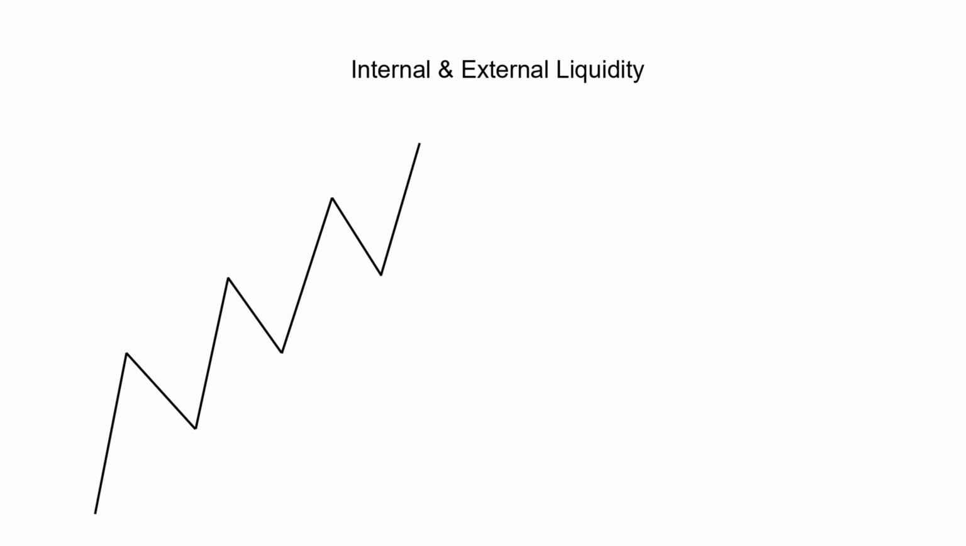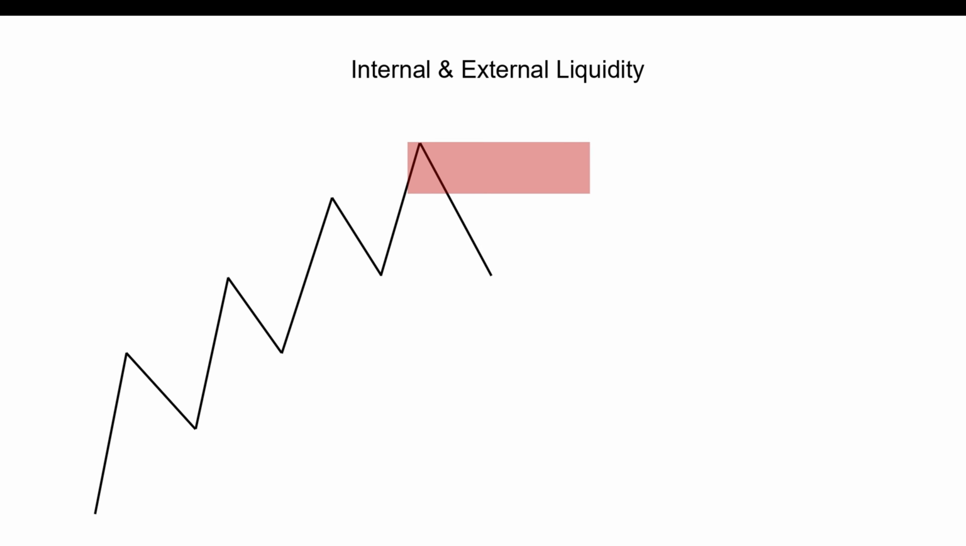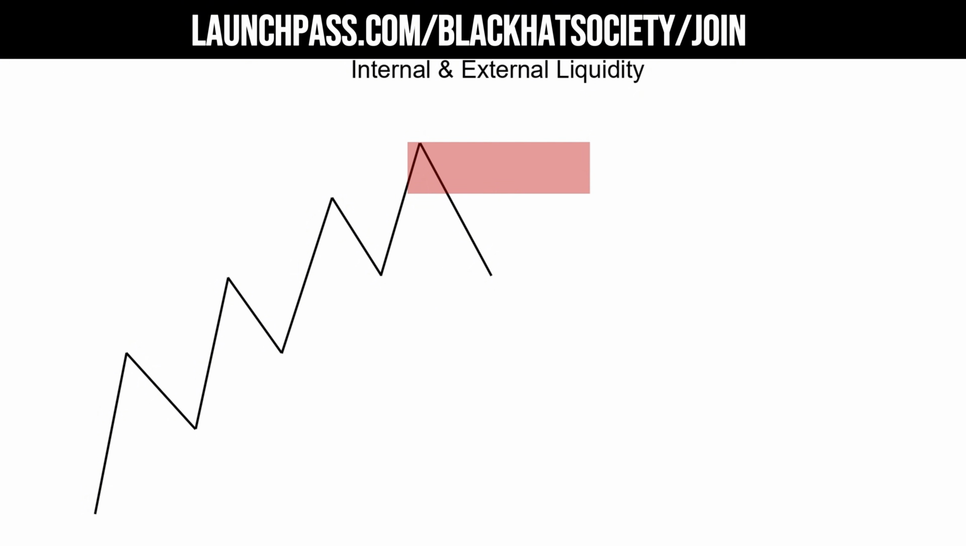So here's an example of internal and external liquidity. Price is bullish. Price breaks structure and forms your internal liquidity, which in this case would be a bearish order block, an extreme bearish order block. It doesn't have to specifically be an order block. It can just be an extreme zone, which is the top half of your range, or it could be the top quarter of your range. Now price uses this level to continue the bearish trend. But that was an example of your internal liquidity.